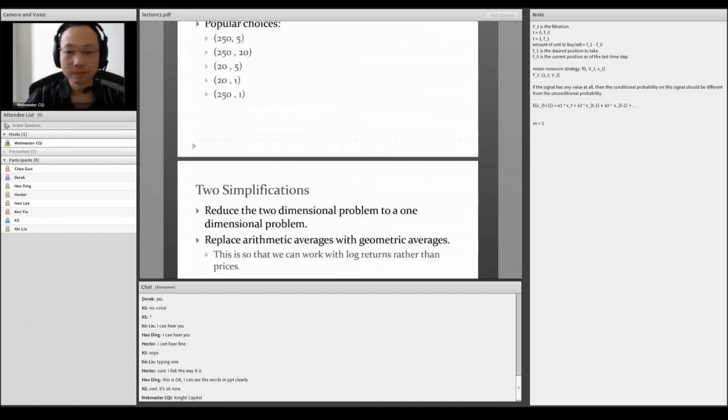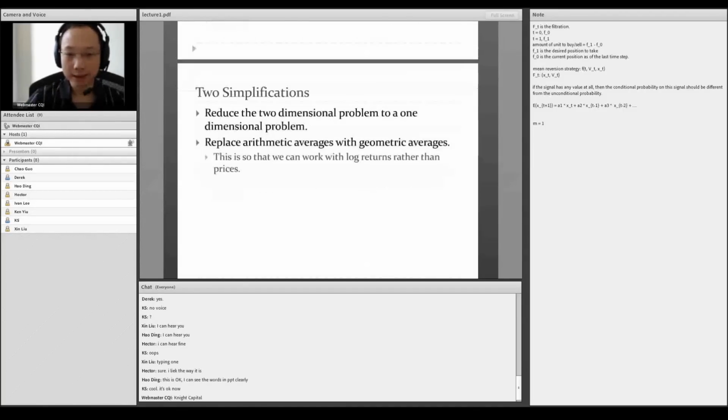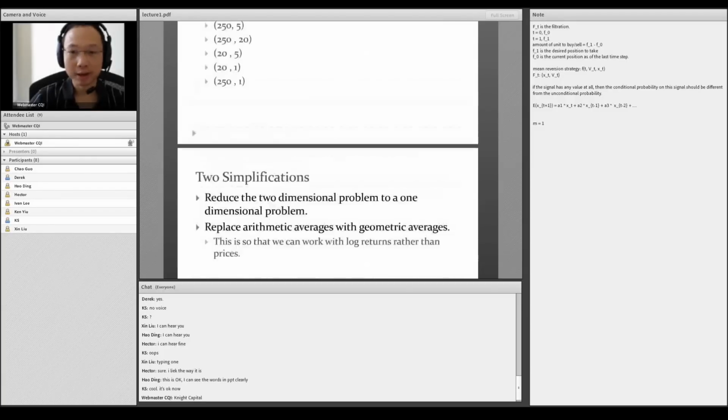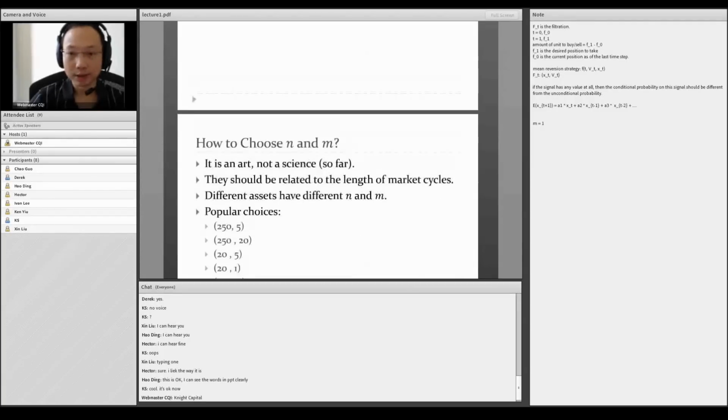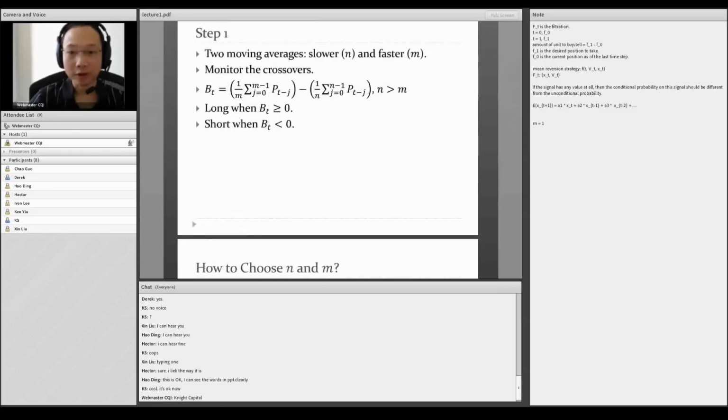Another simplification that we want to make is to replace the arithmetic moving average with a geometric moving average. So basically, instead of summing up the numbers and dividing by m, we want to multiply all the numbers together and take the mth root. Instead of using summation, we want to use multiplication, and there's a good reason for that.